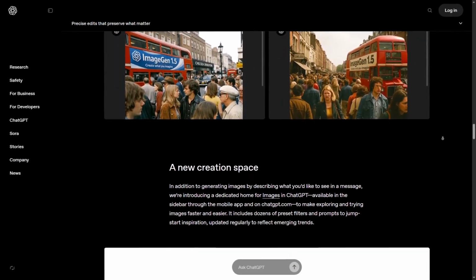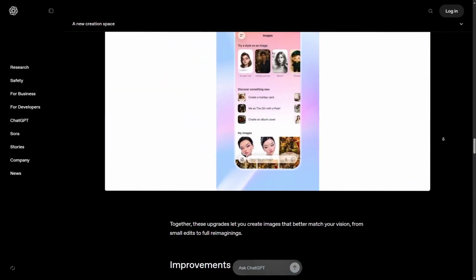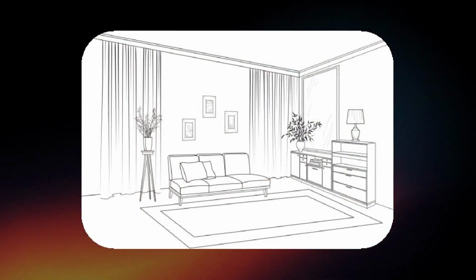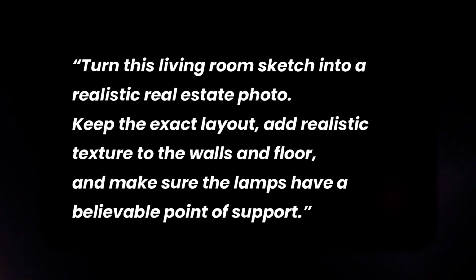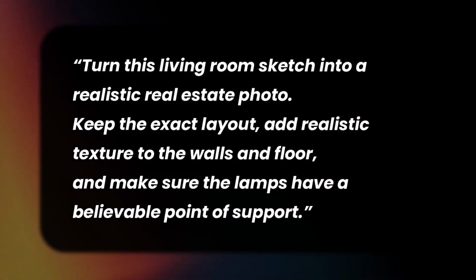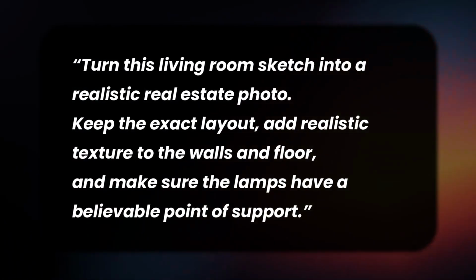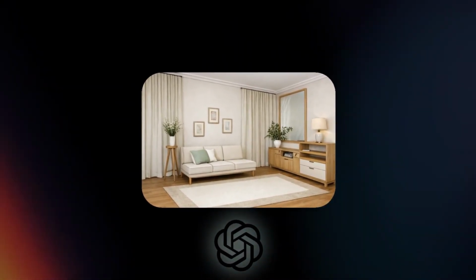So there's a classic challenge: make it photorealistic, and that's where many fail. This is really the nightmare of image generation. You upload a render, a sketch, some odd screenshot, and ask for a realistic photo. Let's ask it to convert this living room sketch into a realistic real estate photo, maintaining the exact layout, adding realistic texture to walls and floor, and ensuring the lamps have believable anchor points. Here we see major flaws: floating objects, outlined contours, toy-like items.